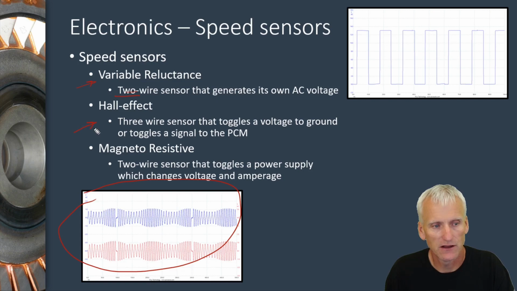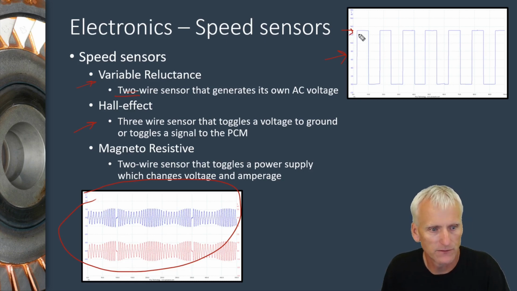And the other type is a Hall effect. A Hall effect is a 3-wire sensor, and it's either going to toggle a voltage to ground that's provided by the computer, like a PCM or TCM, or it's going to provide a toggling voltage to the PCM or TCM. So you'll end up seeing a square wave pattern like we see here. Usually the voltage could be anywhere from 4 volts, 7 volts, 8 volts, 10 volts. I know this picture here shows one at 13 volts. That's probably not a speed sensor. It's just a square wave pattern I borrowed from somewhere.